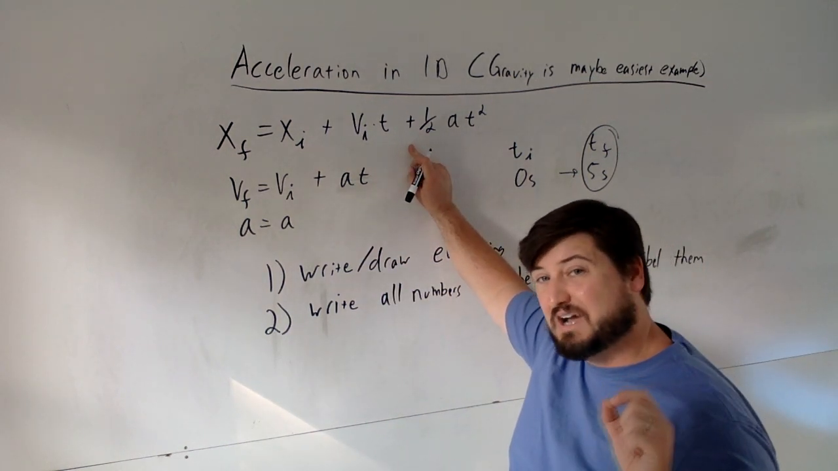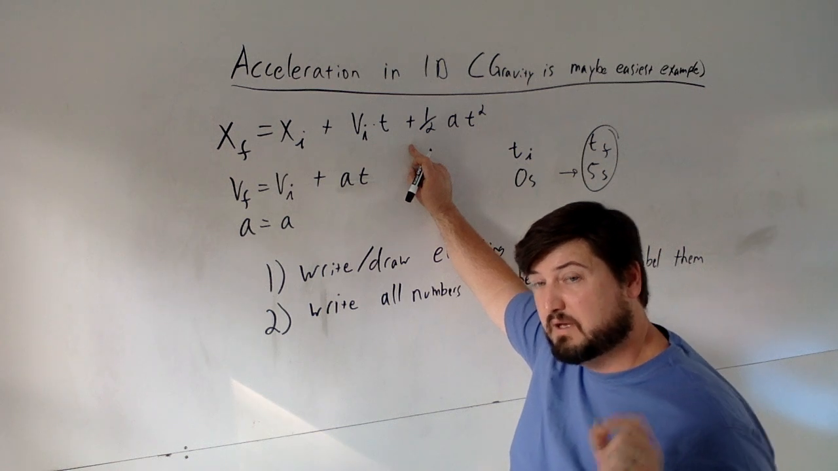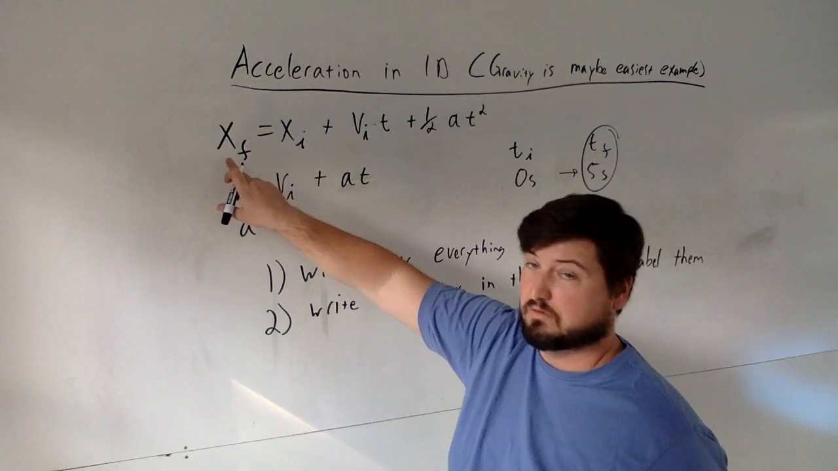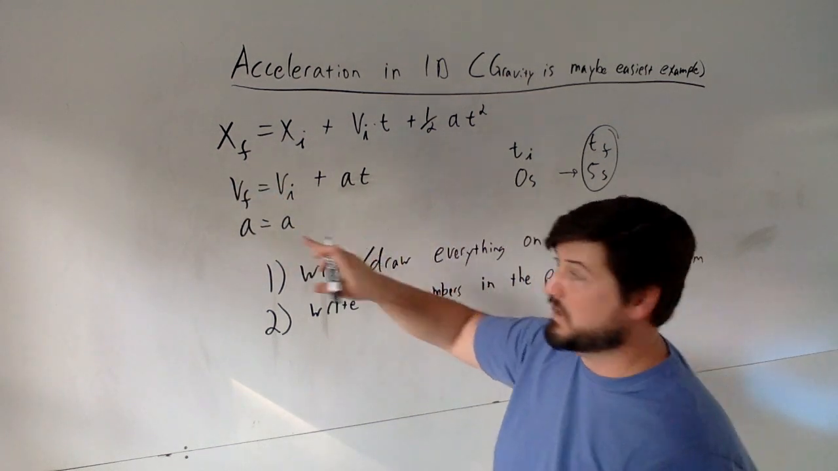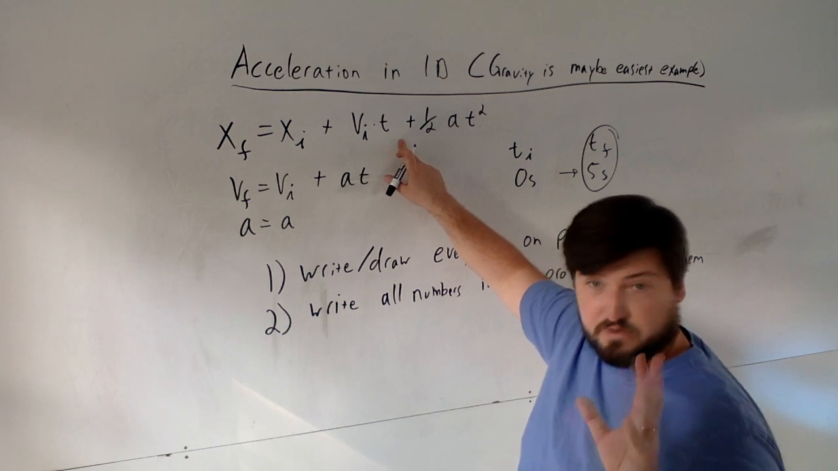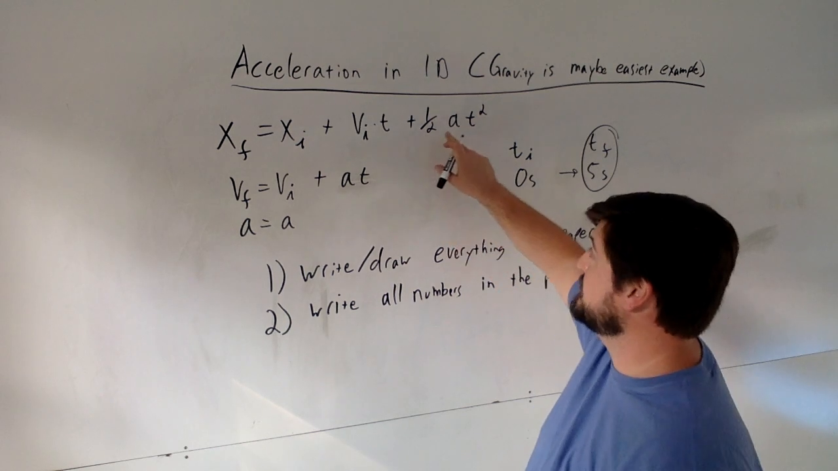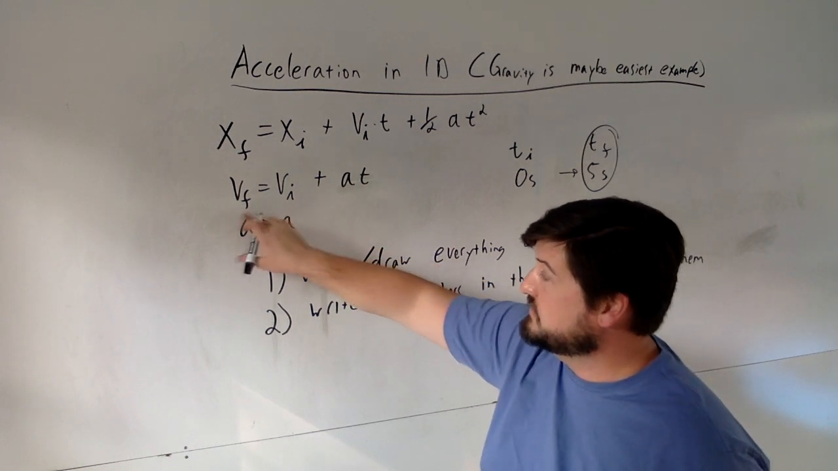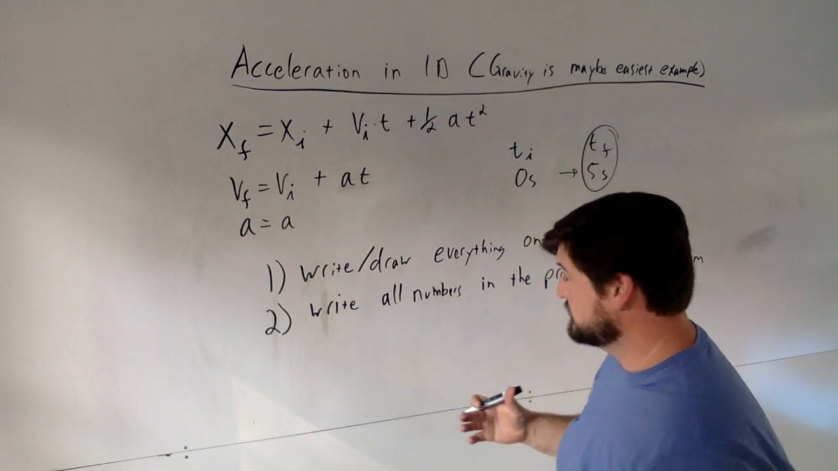So write everything down you hear about or see in your problem, and then label them: x final or x initial, v initial, t initial, right? Or t final, or just t, if it just gives you the amount of time that's gone by. Acceleration. And again, v final and v initial are important things too, right?